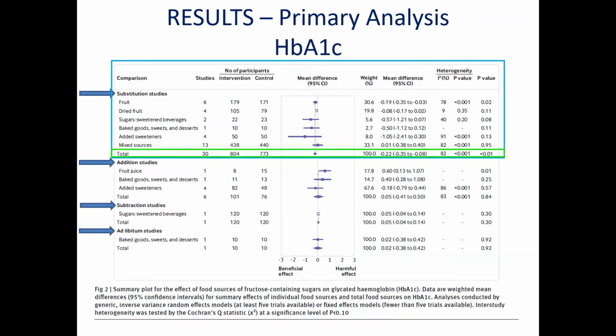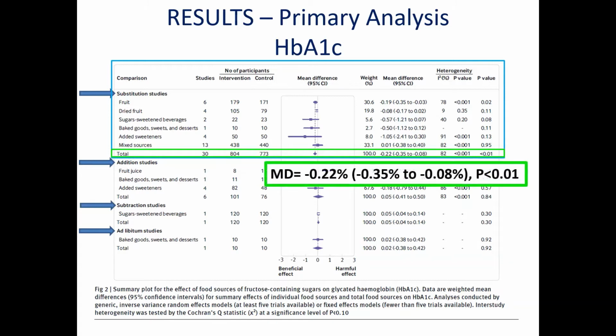Looking just at the results for substitution studies, there is a summary effect estimate presented for each of the food sources and then a total overall effect estimate. This total overall effect estimate is the primary analysis result for the substitution studies. We look at this for the overall result, which is that there is a significant reduction in hemoglobin A1C of minus 0.22%, resulting from fructose-containing sugars compared to control.